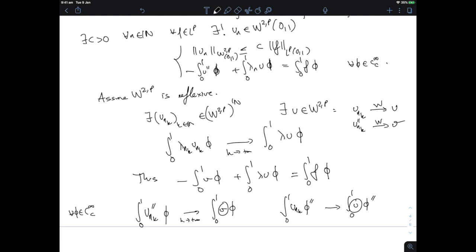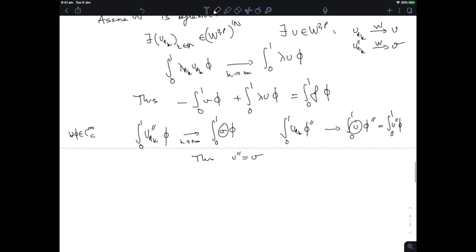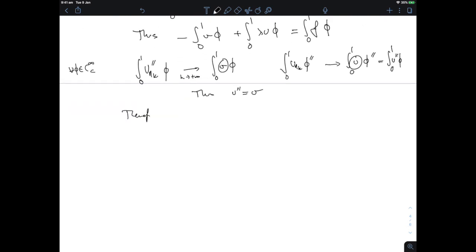Because I know that u is in W^{2,p}, this has to be equal to the integral of u second phi. So the integral of v phi is equal to the integral of u second phi for every phi, therefore u second has to be equal to v. And that gives me the equation: minus u second phi plus lambda u phi, and remember that lambda is a continuous function, not a constant, is equal to the integral from 0 to 1 of f phi. Okay, and that completes the proof, except that we haven't shown one thing.